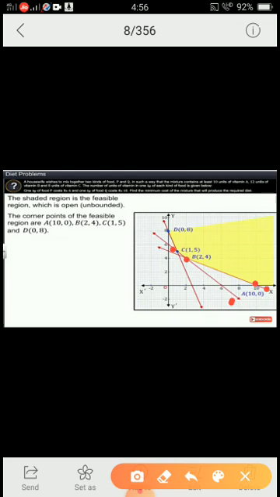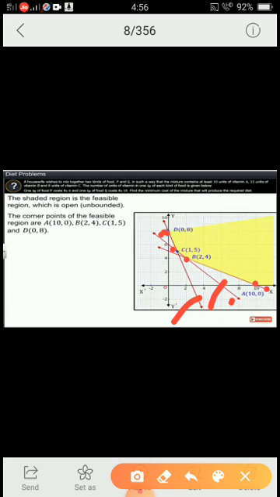(1, 5) again. To get that point of intersection, I have to solve this equation and which one? It should be this. Only then will I get the point of intersection C (1, 5). Then the next point is D (0, 8). Clear? So after finding the feasible region, we have checked which are the corner points.